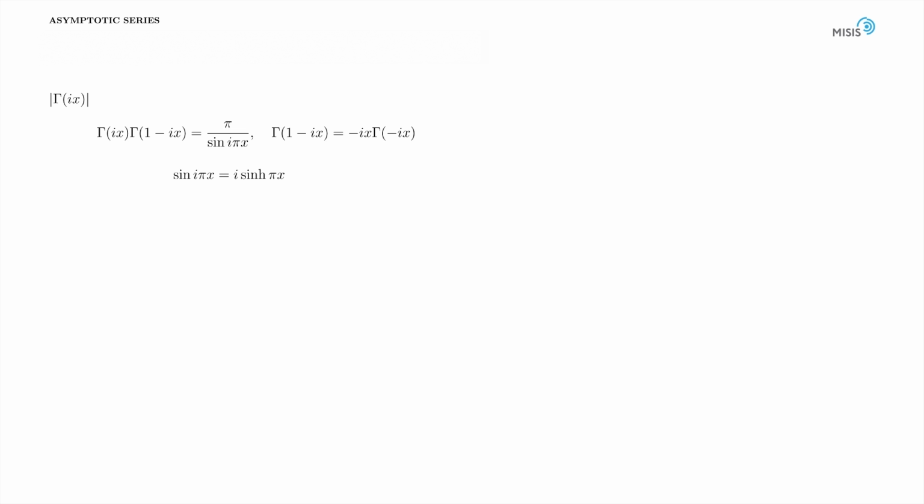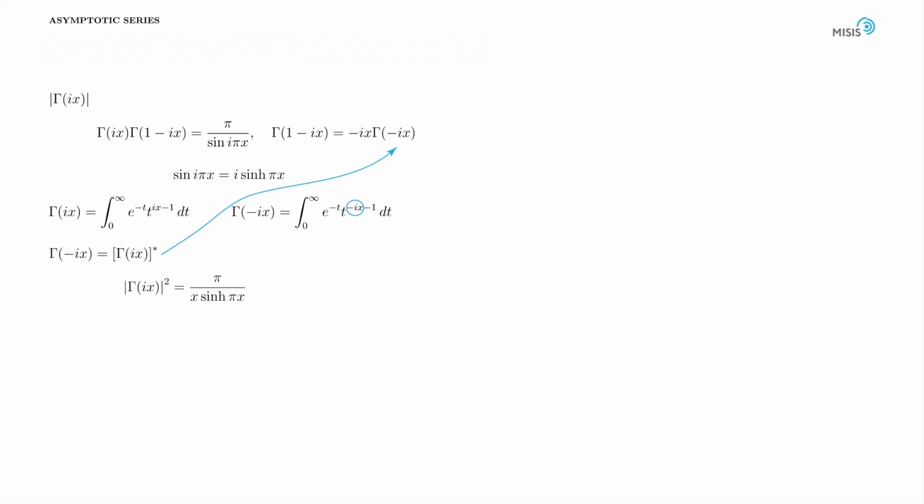Next, we write down the integral representation for the gamma function taken at ix and then at minus ix. We see that the two values are related via complex conjugation. Plugging gamma of minus ix into the factorial identity, we immediately obtain the expression for the modulus squared, and then the final expression for the modulus of the gamma function of ix.